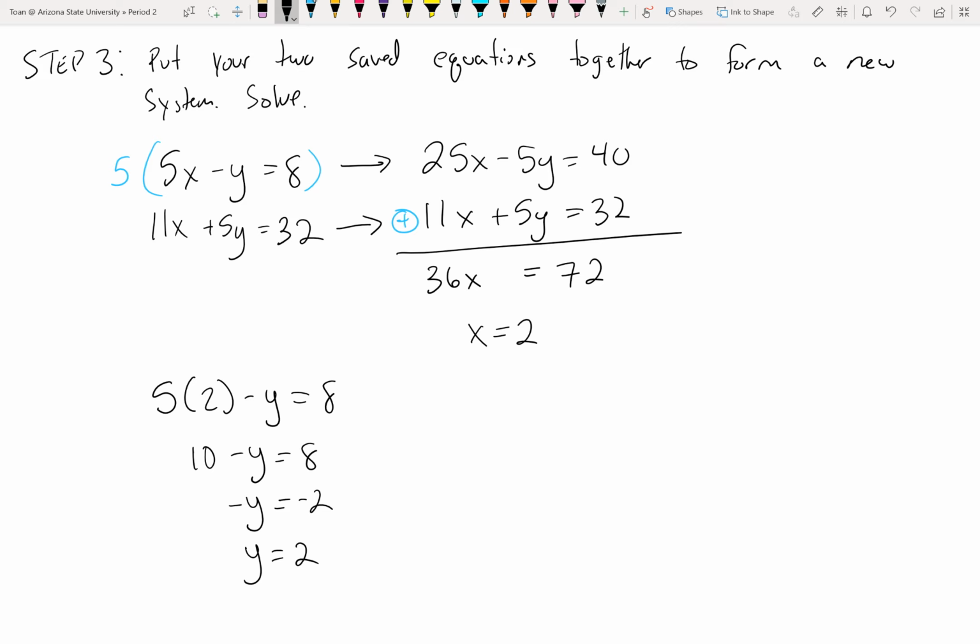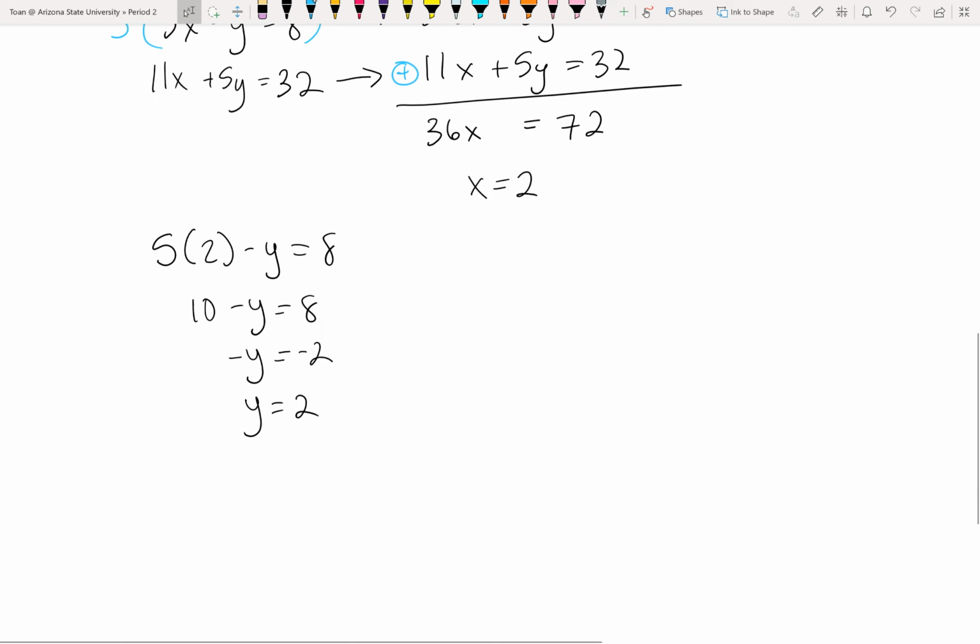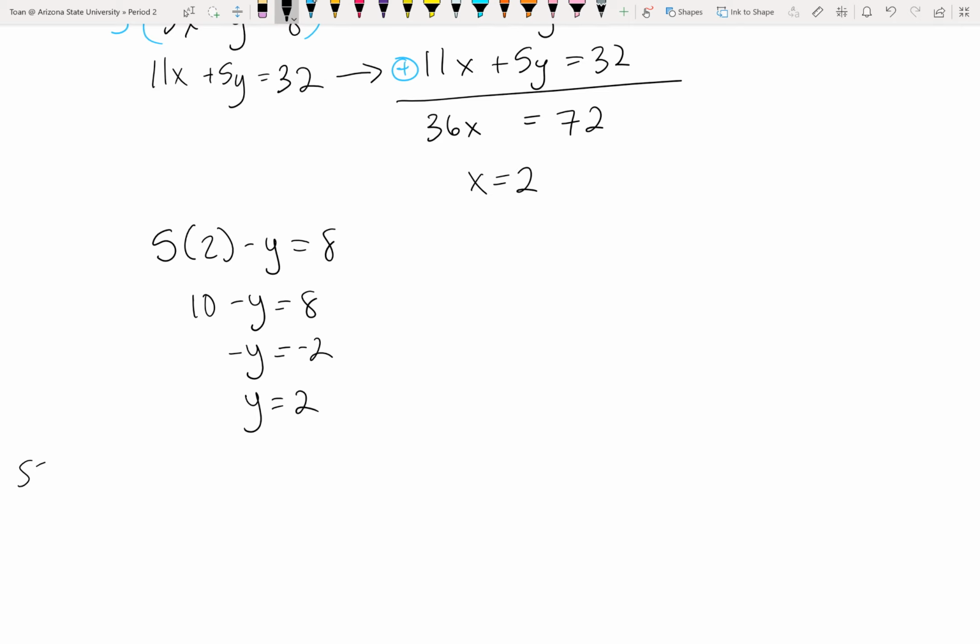Our step 3 system had x's and y's. I have numerical answers for x and y's. Technically, I have solved the system. So then the last step, because we're not done yet, because that was not our original problem. Step 4.